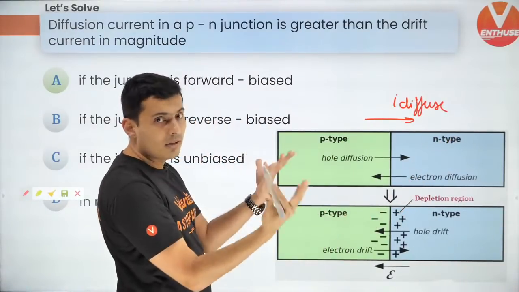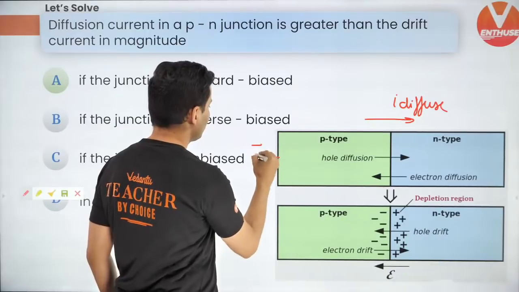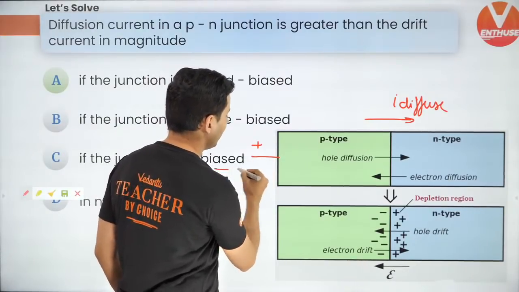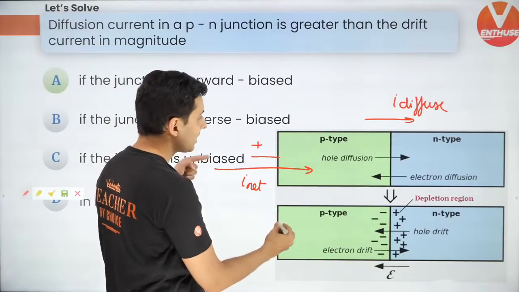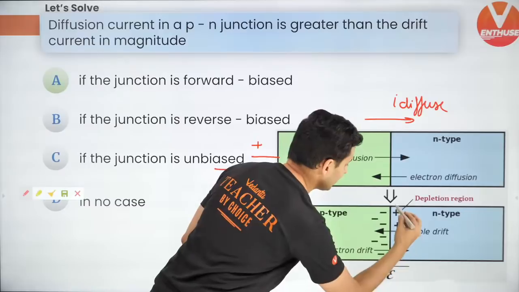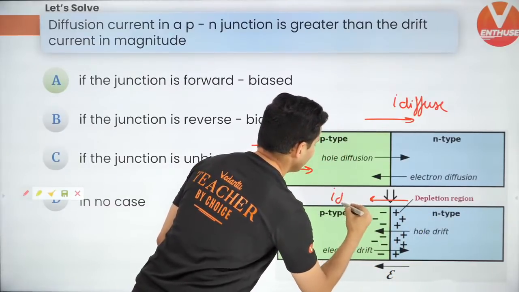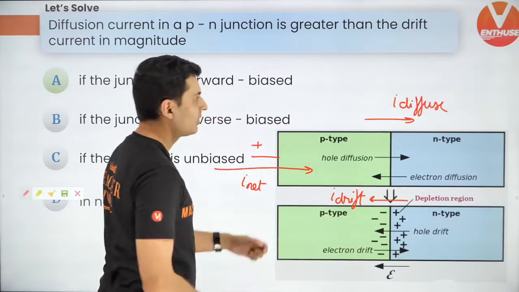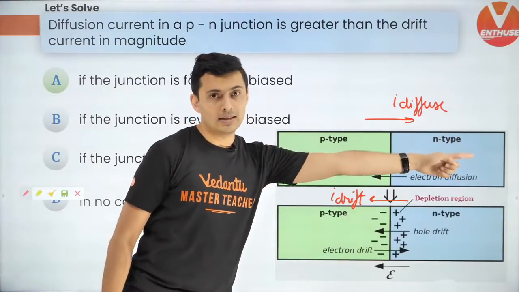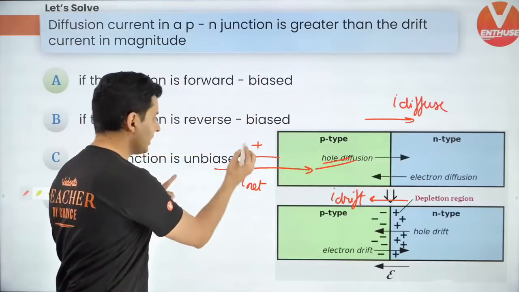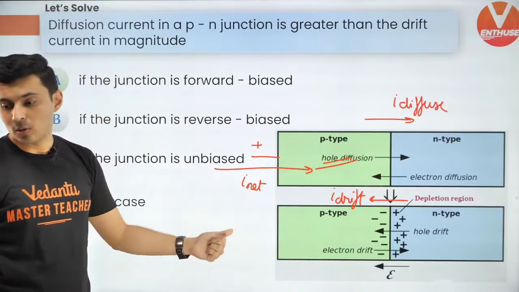And when you connect it in forward bias, this is the positive terminal. That means the current will come like this. The net current will be like this. That means the diffusion current must be more than the drift current. Think about it. So diffusion is happening there, drift is happening here. Total current is flowing like this from P to N. This is connected to the positive side of the battery. I hope that is clear.